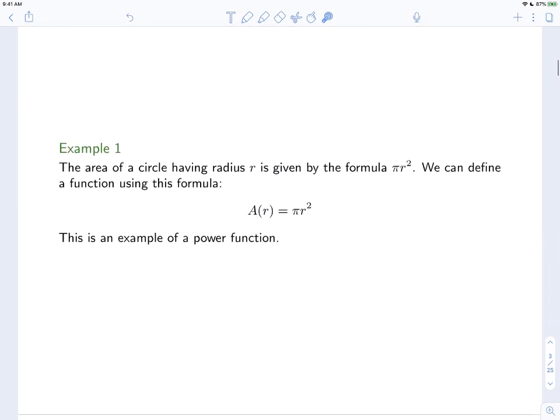As an example, let's talk about the area of a circle. The area of a circle having radius r is given by the formula pi r squared. We can define a function using this formula. A evaluated at r is equal to pi r squared. This gives us the area of any circle having radius r. This is an example of a power function.